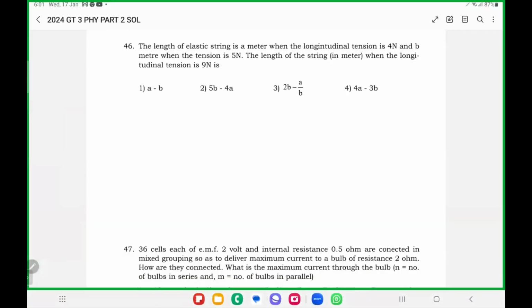In the last video, I discussed the first 15 problems of Grand Test 3. In this video, I am discussing the solutions of the remaining 15 problems.